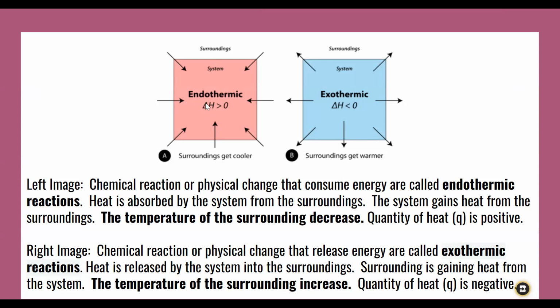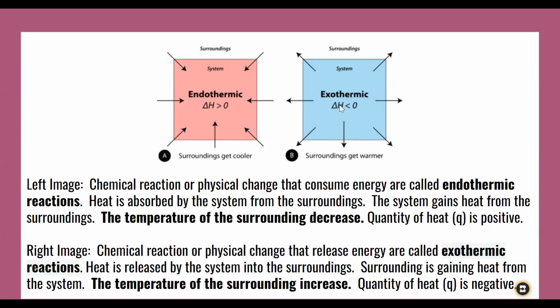So in this left image, in this chemical reaction or physical change, what is happening here? Energy is absorbed by the system. You see, from the surrounding, energy is being absorbed into the system. Energy is absorbed by the system from the surroundings. So the system gains heat from the surroundings. So the temperature of the surrounding will decrease. So surroundings gets cooler.